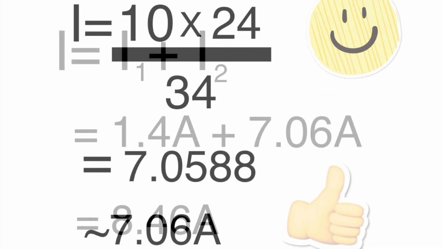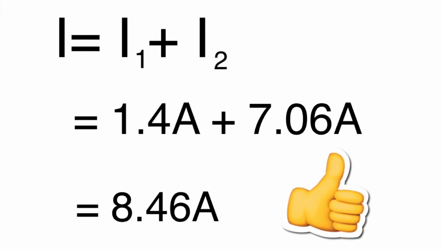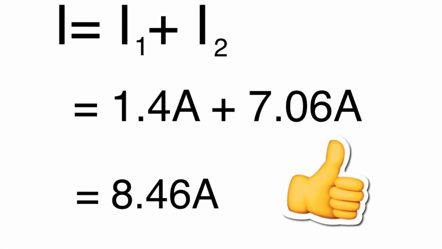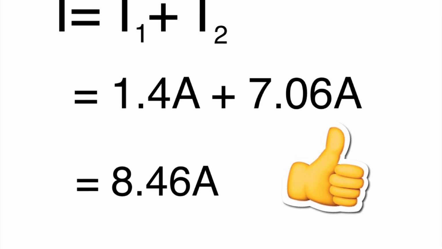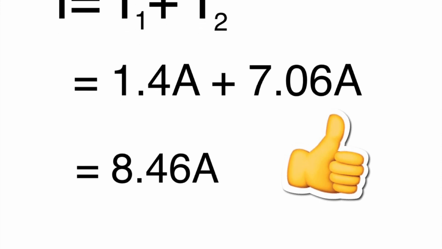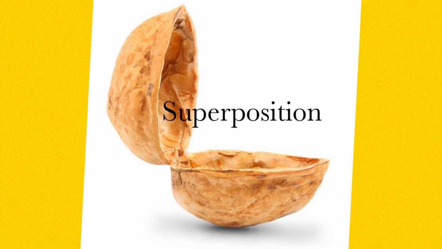Now that we have the current that each source individually provides to this circuit through this branch, we can add these together to get the total current flowing through the 10 ohm resistor, which is simply 1.4 plus 7.06, which gives 8.46 amps. And that's superposition in a nutshell, I think.